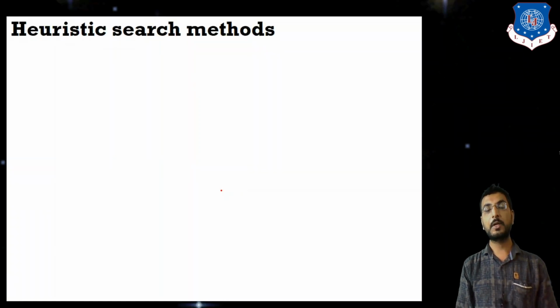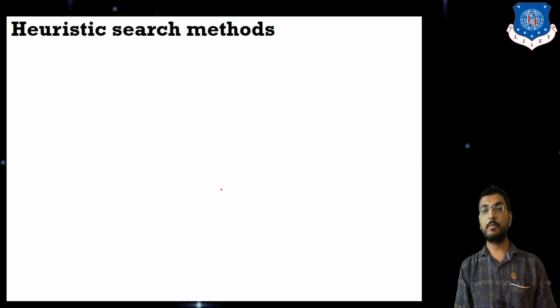Okay. So see, we had studied the definition of heuristic function. We had studied that heuristic function is just like a rule of thumb. Now we are going to start heuristic search methods. So which methods are there for heuristic search? All those methods we are going to study.